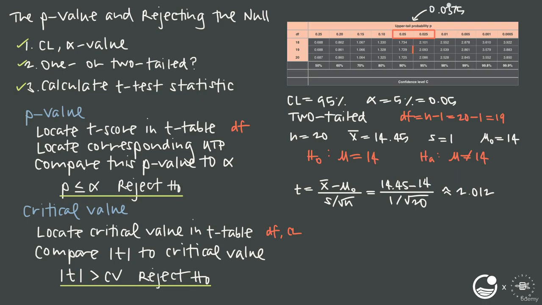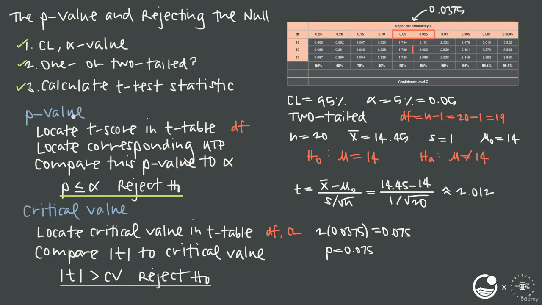0.0375. Now, once we found this value here, if we are running a two-tailed test, which is what we're doing here, we need to multiply this value by 2. So we would take 2 times 0.0375, and we get 0.075. And this then is the p-value. P-value is equal to 0.075.